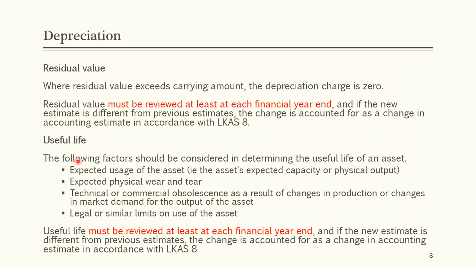On useful life, we need to consider certain factors in determining it. We need to consider the expected usage of the asset and expected physical wear and tear. If we use particular vehicles in the coastal area, they may be subjected to rapid wear and tear. Technical or commercial obsolescence we need to take into account, and legal or similar limits. So these factors we need to consider when determining the useful life.